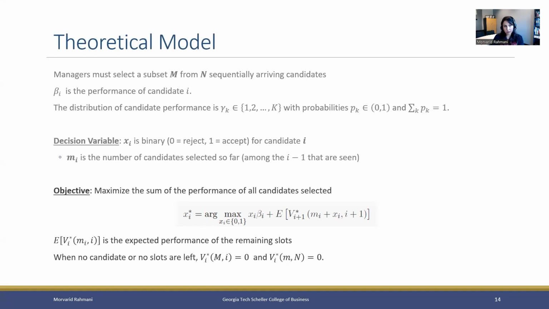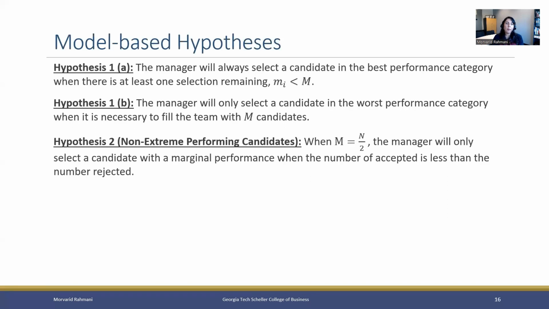By characterizing the results for this model, we present a set of propositions. In the interest of time, I'm not going to go over those propositions, but we welcome everyone to take a look at the paper where we have all the details on the proofs and results. Based on those propositions, we have developed a set of model-based hypotheses. We have 3 hypotheses. The first hypothesis is focused on high-performing and low-performing candidates, in a way, extreme-performing candidates.